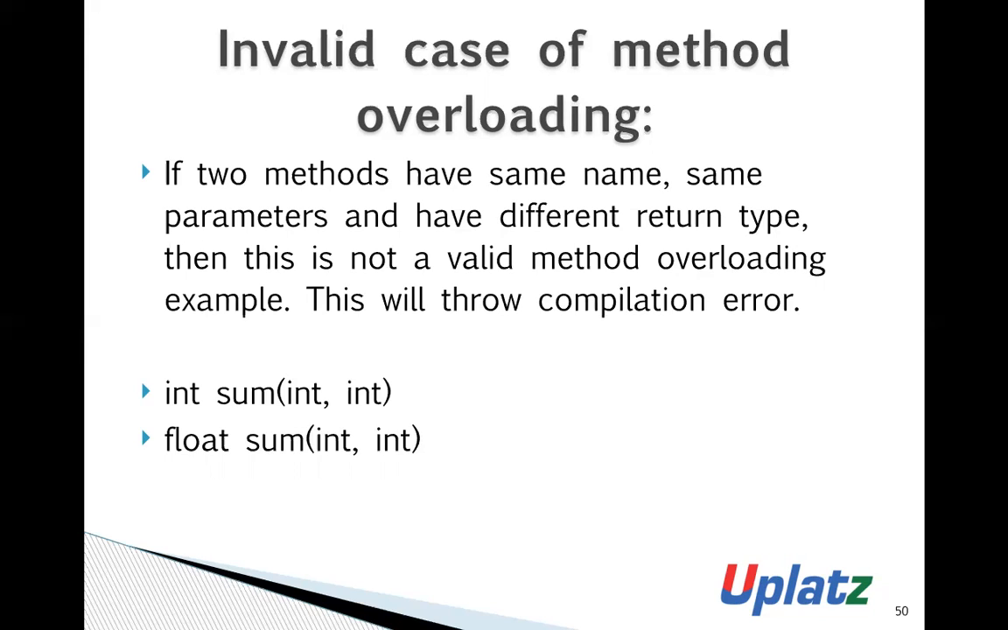Why? Because the return type does not determine method overloading. It is only the parameter list, that is the number or the data types passed into the method. So if the return type is different and the signature is the same, then this is invalid. You will get a compile time error. This is not an example for method overloading.